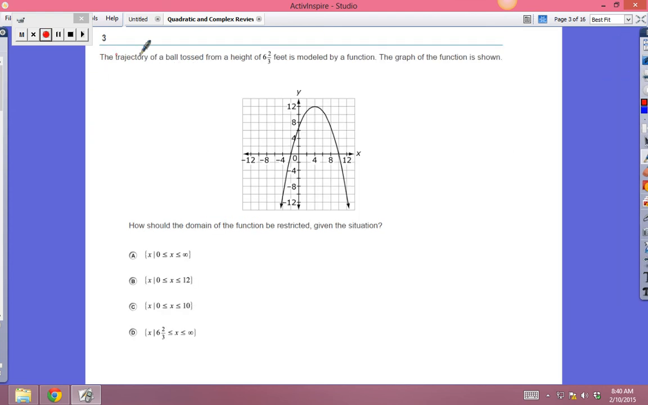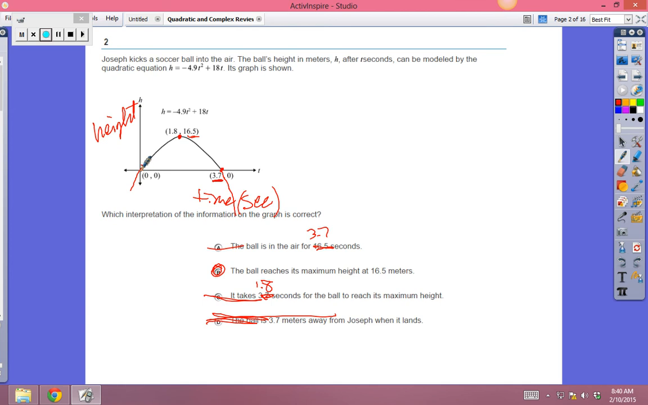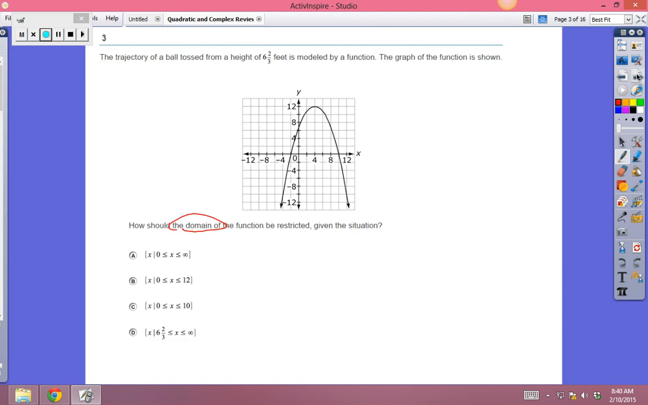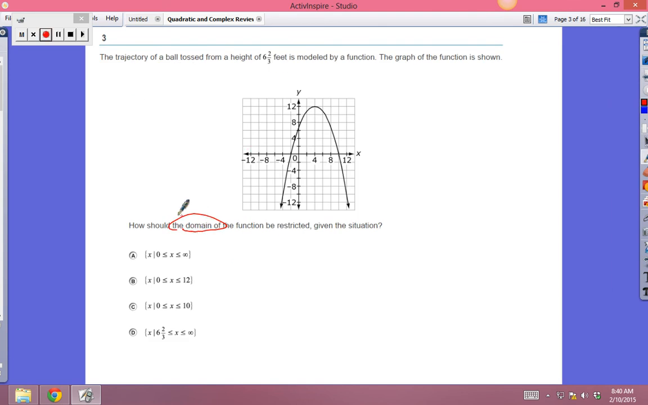Okay, another one. The trajectory of a ball tossed from a height of 6 2/3 feet is modeled by the function. So now we're trying to find the window. In the previous problem, they gave us the window, from here to here, and that's all they wanted to look at. Now you need to find the window for the domain. The domain is how wide, the x-axis. If you toss a ball, the x-axis is going to be time, how long it's in the air, and the y-axis is going to be how high off the ground, so it's the height.